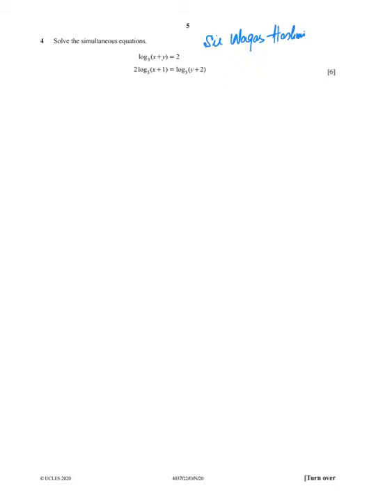Next, question number 4 from the topic logs. We have two equations, we need to solve them simultaneously. So the first equation we have is log base 3 of (x plus y) equals 2. If we need to convert log form into index form, we shift the 3 to the right side, so that will be x plus y equals 3 power 2, and you can say that x plus y equals 9. That is my first equation.